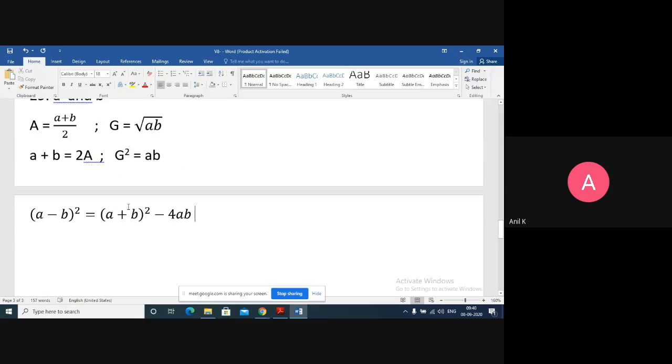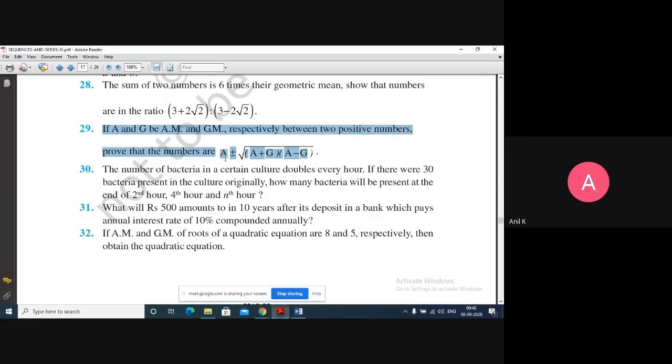After finding the a minus b value, you already know the a plus b value, so solve for small a and small b. Small a is going to be capital A plus under root (A plus G) into (A minus G), and b is going to be capital A minus under root (A plus G) into (A minus G). So that is the 29th question. Try it out, you will get it easily, not that much different. And 30, 31, 32, you can try too.